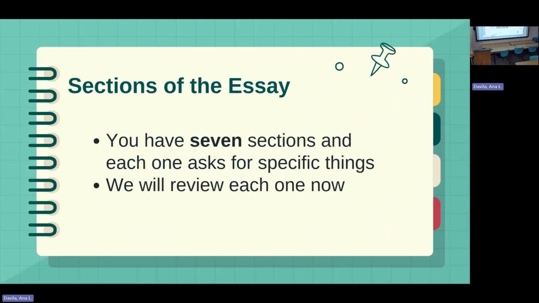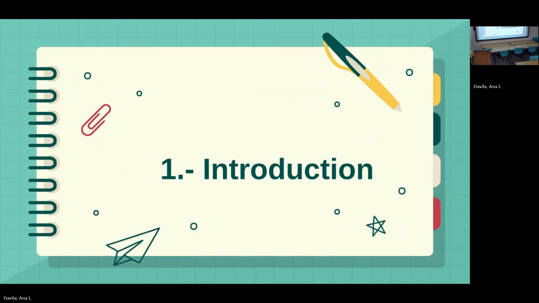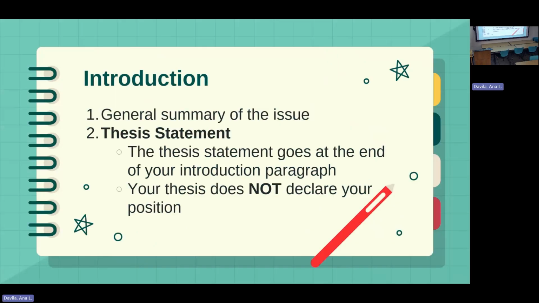So let's start with the outline review. You have 7 sections, and each one of them specifies something very specific. We will review each one of them right now. So let's start with the introduction. For the introduction, the only 2 things that you need are a general summary of your issue, which is gonna show the data, like what is going on at this moment and how the issue is standing, and then a thesis statement. Usually for essays, a thesis statement declares your position, but in this situation, it does not declare your position. You're not gonna put like nurses should support this. No, you're gonna leave it ambiguous, kind of neutral, and we're gonna talk a little bit more about this in the essay review.